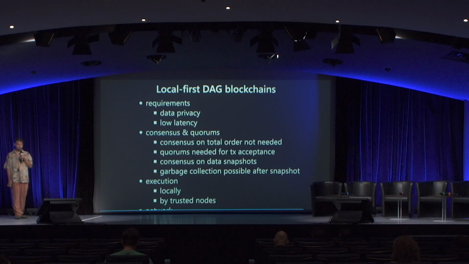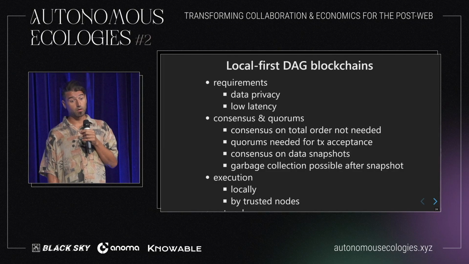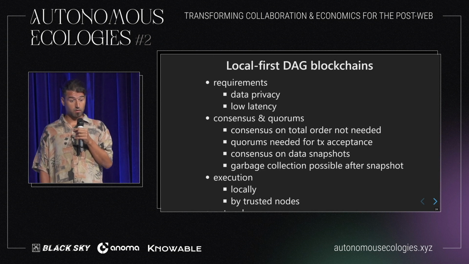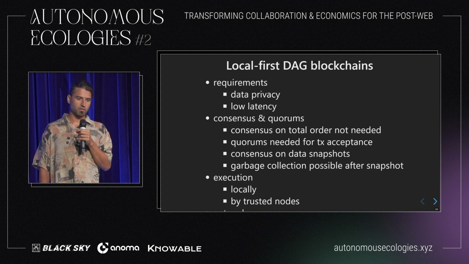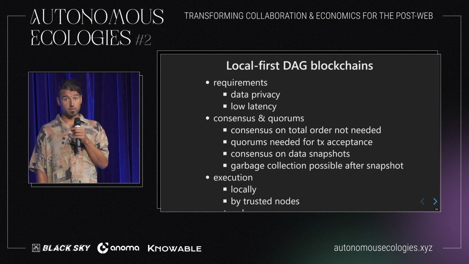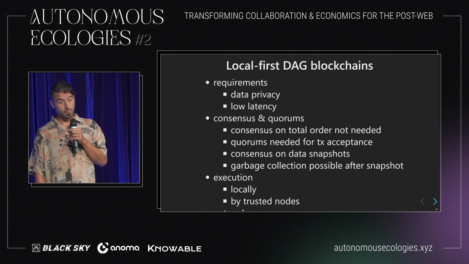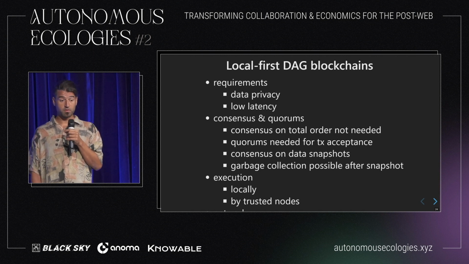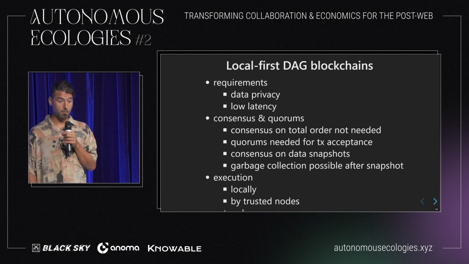In terms of consensus, for mergeable data structures, we do not need to establish a total order. However, a quorum is sufficient for transaction acceptance. But we do need consensus when we want to make a snapshot of the data, which allows deleting past transactions that we do not need anymore, and to share a data snapshot for publishing, for example.